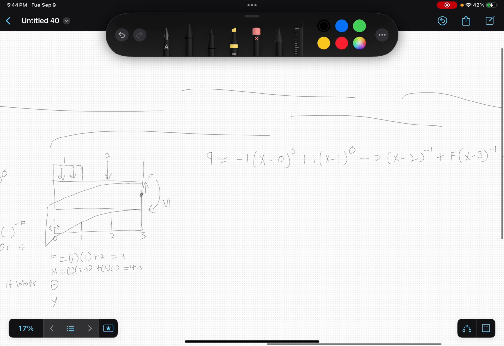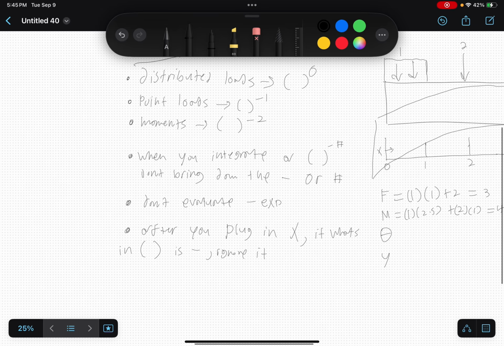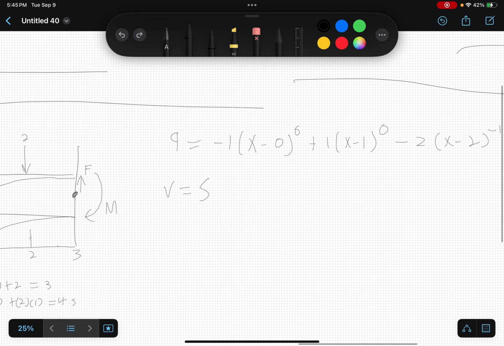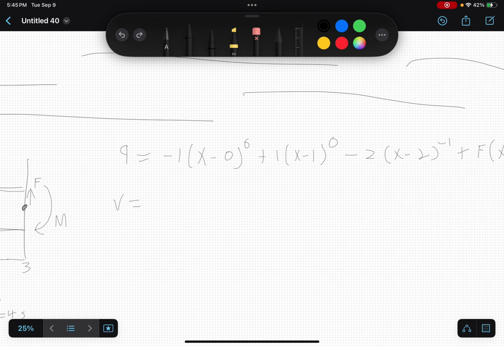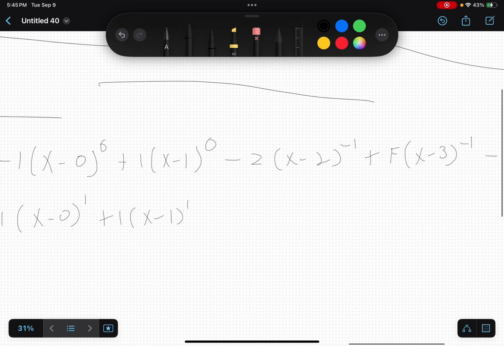So to get to the next equation, to get to v, I'll write it lower. To get to v, you have to integrate q with these weird rules. So let's do that one by one. So we get -1 x minus 0 to the 1 plus 1 minus 1 to the 1 minus 2 x minus 2 to the 0.